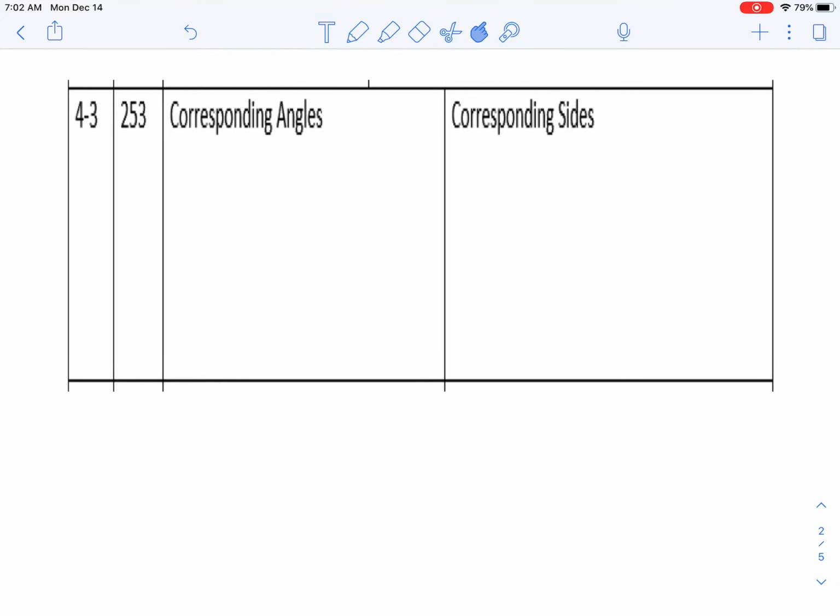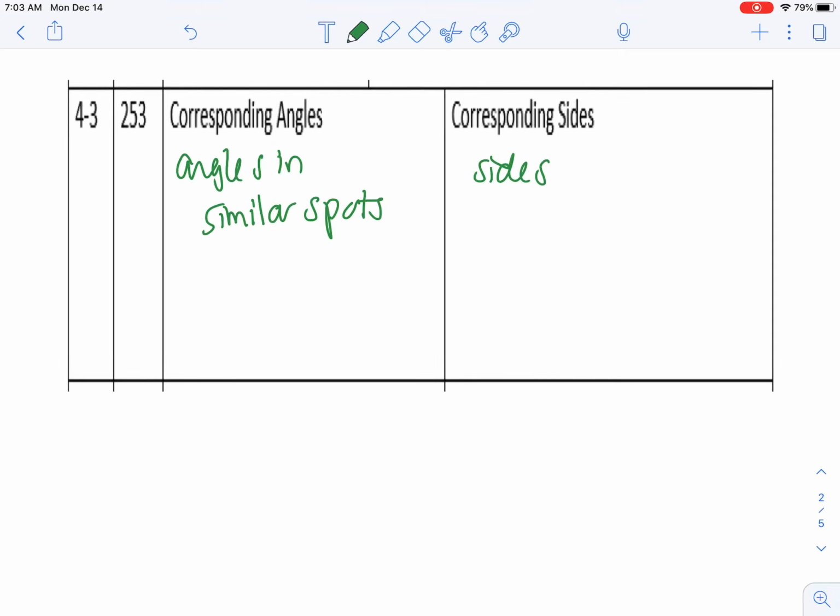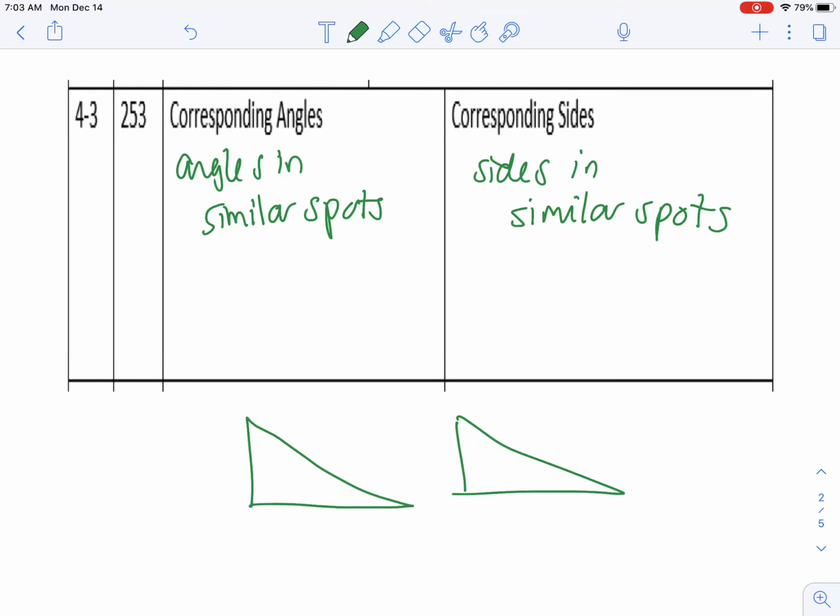All right, so corresponding angles and corresponding sides will be important for today as well. We've talked about the word corresponding back when we did parallel lines, and we talked about how corresponding angles were angles in the same spots or similar spots. So this will be the same thing: angles in similar spots and sides in similar spots. So for example, let's pretend that those are congruent. The sides and angles in the same spot are the ones that look like they're in similar areas.